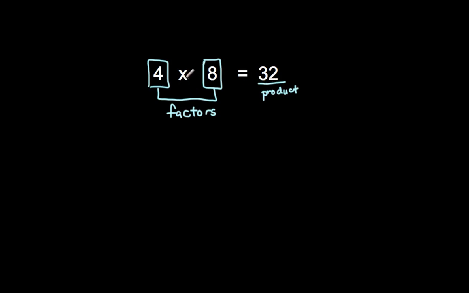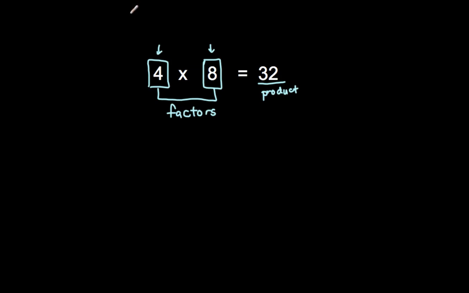I just want to focus on this word factor, because once you understand what a factor is, it makes your world a whole lot easier when it comes to division. So once again, in multiplication, the 4 is a factor and the 8 is a factor. When I multiply the factors together, I get a product of 32. So 4 times 8 is 32, and 4 and 8 are factors in this problem.